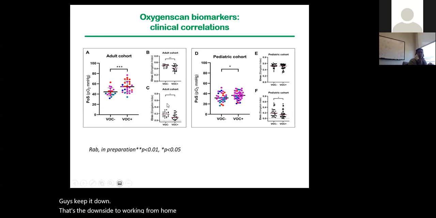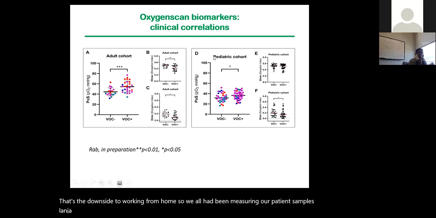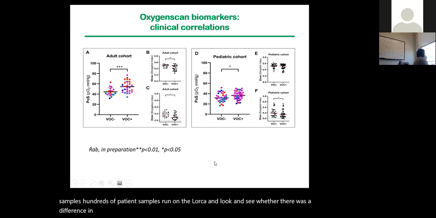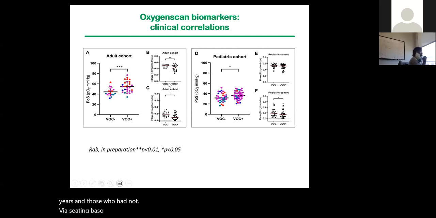We all had been measuring our patient samples longitudinally on the Lorca. And so we could go back and look at our data on 2 years of patient samples, hundreds of patient samples run on the Lorca, and see whether there was a difference in these oxygen scan biomarkers between patients who had had a VOC in the last 2 years and those who had not. VOC being vaso-occlusive crisis or pain crisis.